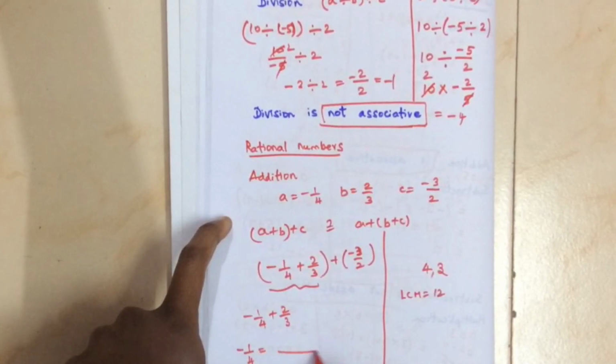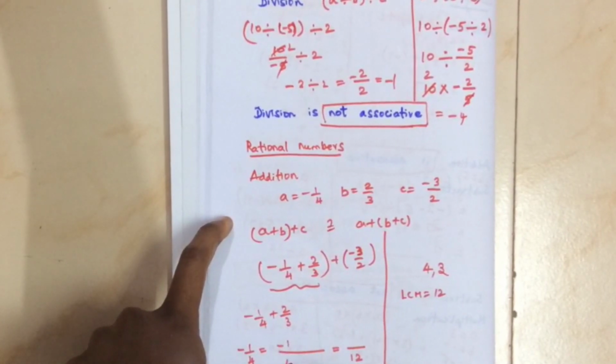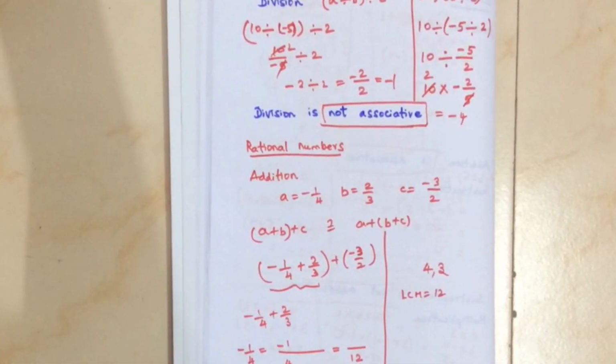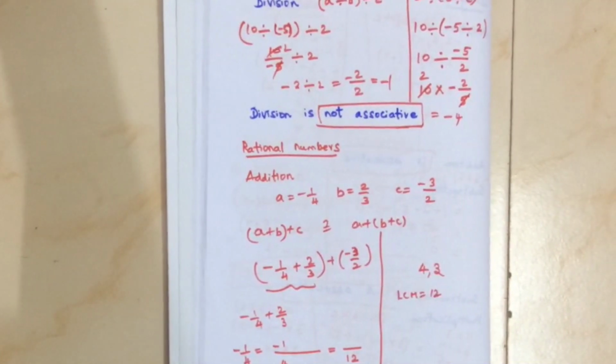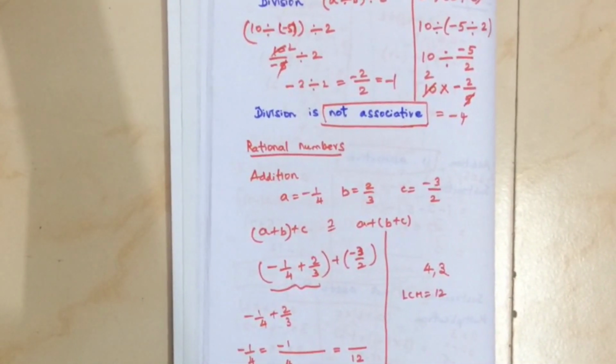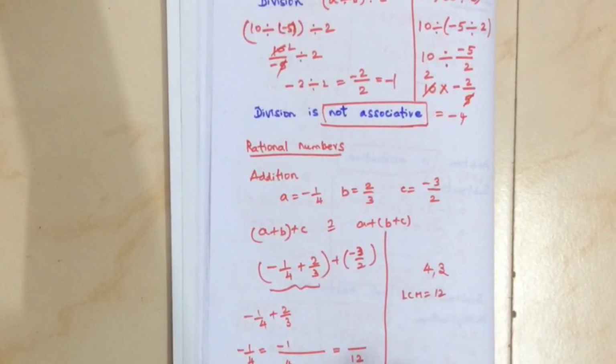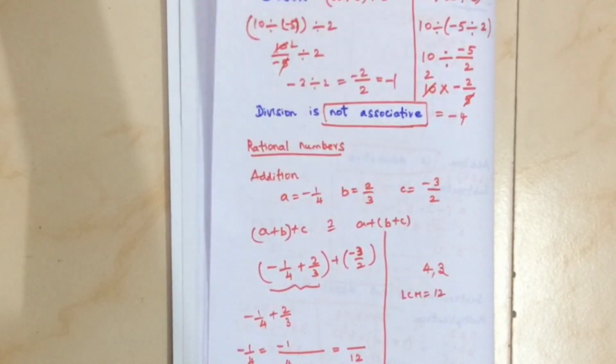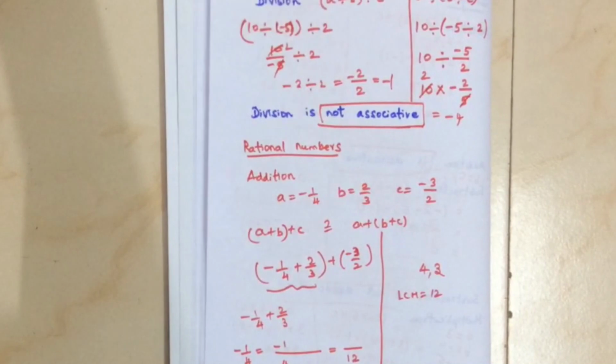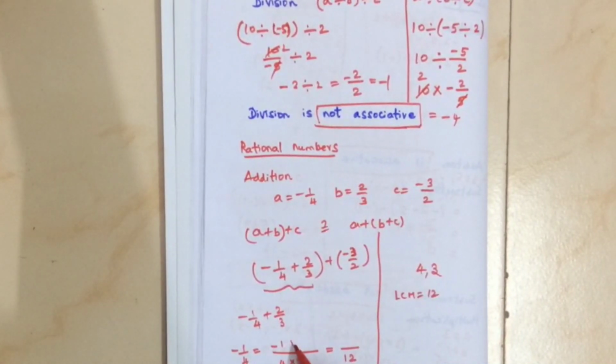So 1 by 4 equal to, you have to make it 12. Here also minus 1 by 4. For a rational number in the form of a fraction, if you multiply the same number in the numerator and denominator, the value remains the same. I am repeating this. In a fraction, if you multiply the same number in the numerator and the denominator, the value remains the same. So 4 is there, but you should get a 12 here.